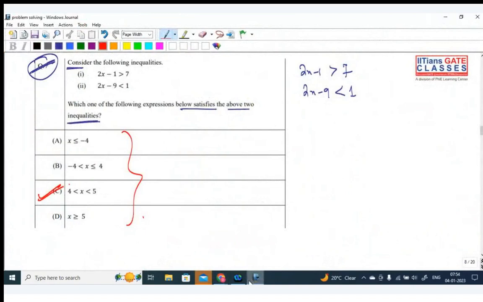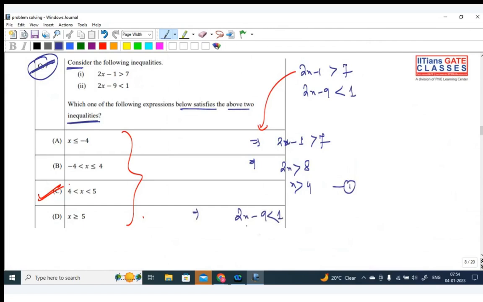So take the first inequality: 2x minus 1 is greater than or equal to 7. So this is 8, so x is going to be greater than or equal to 4. From the second inequality, 2x minus 9 is less than 1, you can take this guy to that side, so this is going to be 10, and x is less than 5.